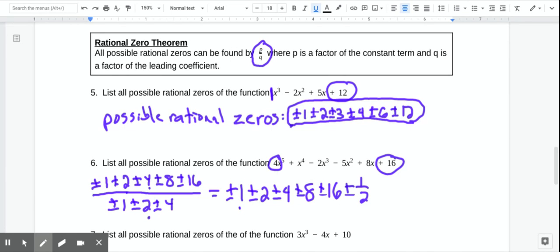4 divided by 2 is 2. We already have that one. 8 divided by 2 is 4. We already have that one. And 16 divided by 2 is 8. Okay, so don't list the ones that you already have.